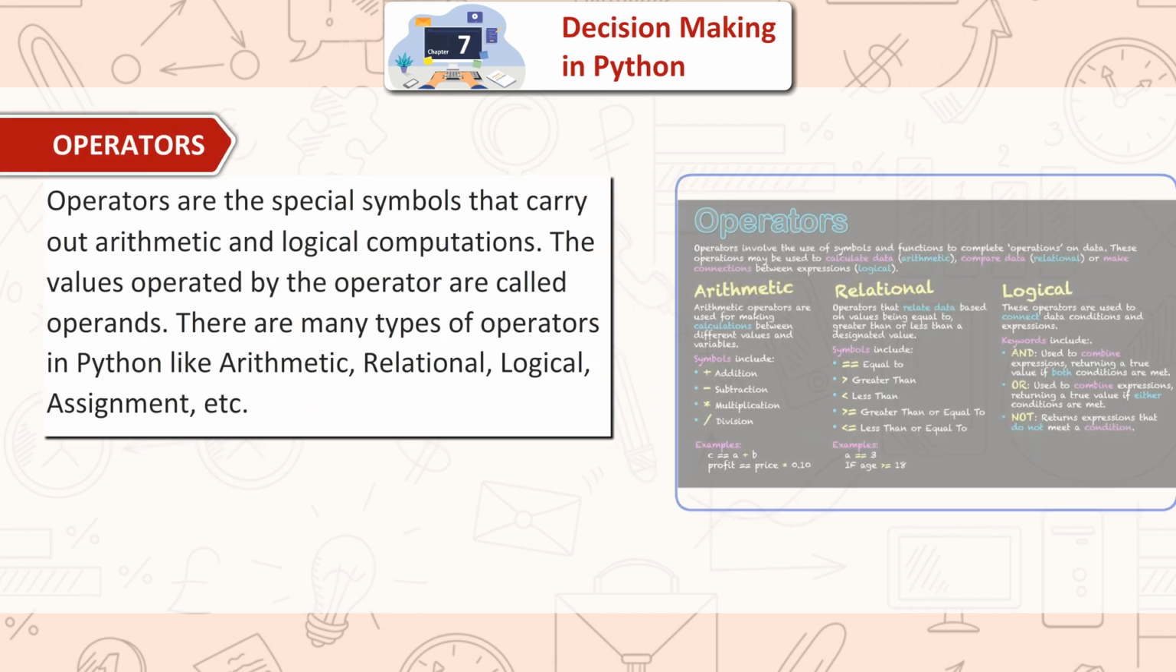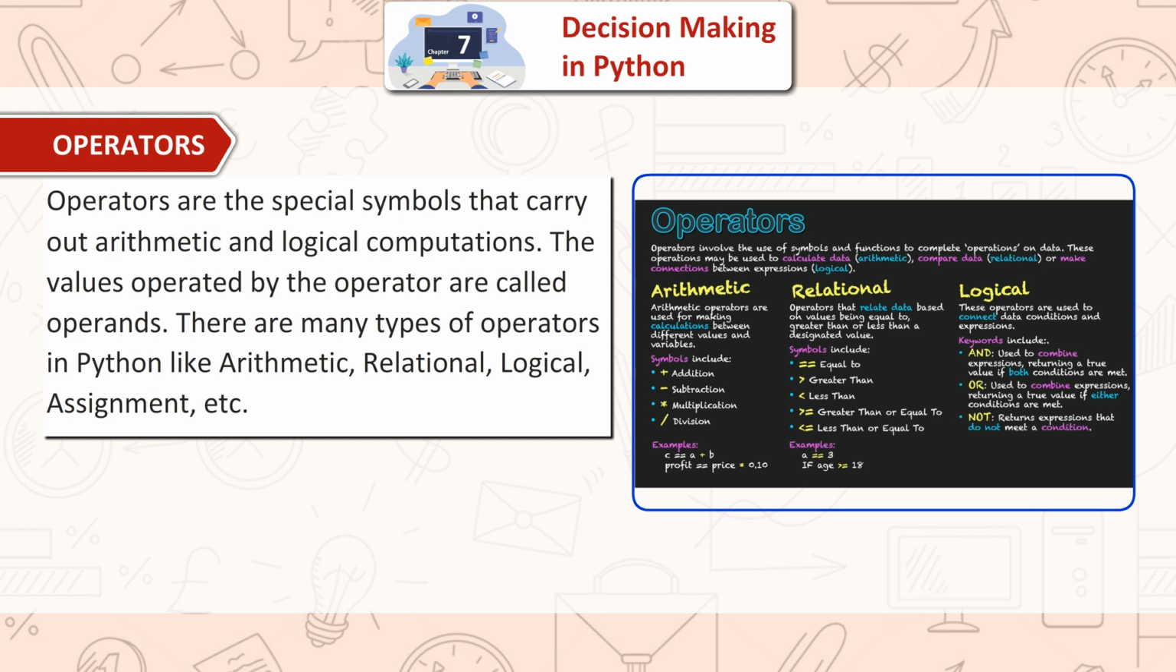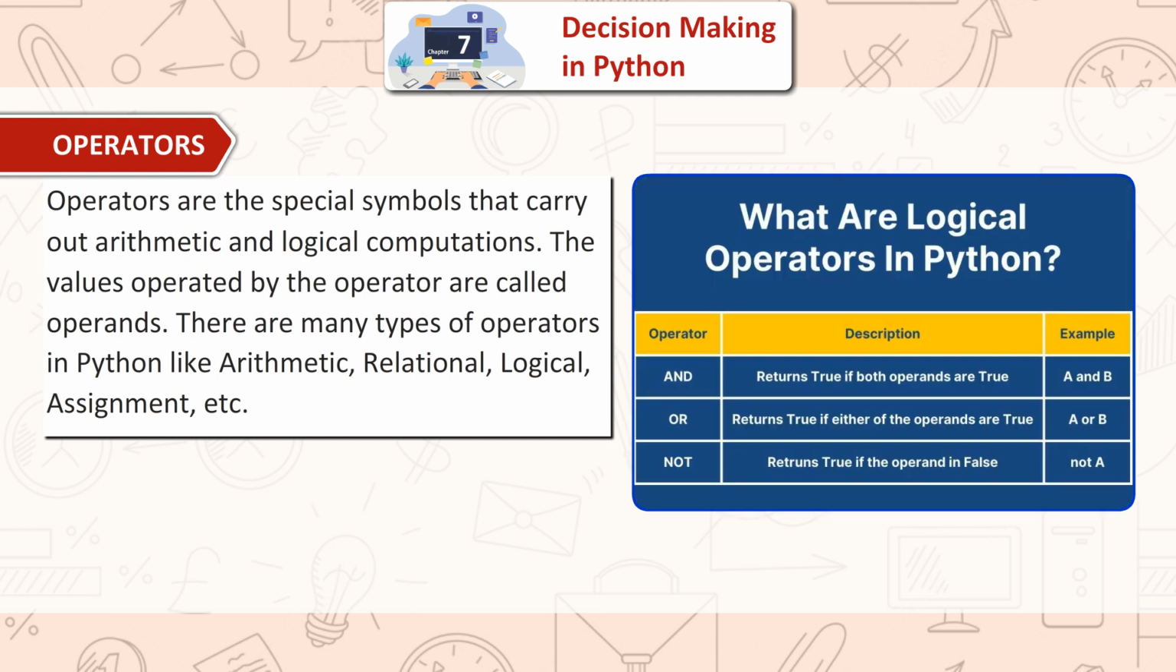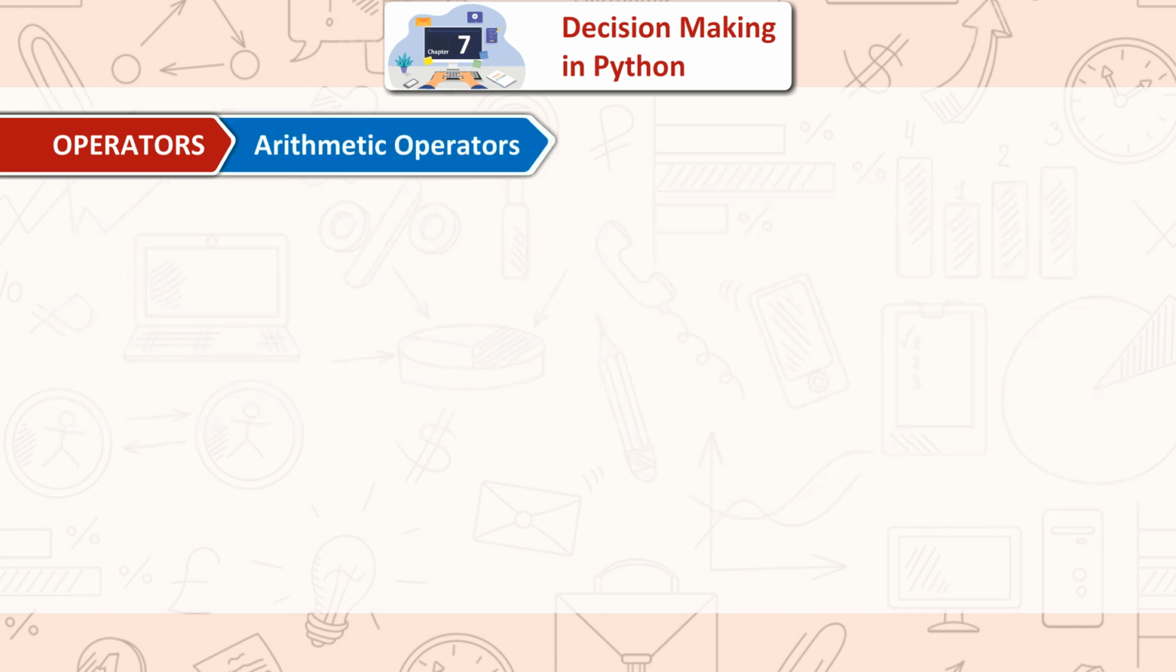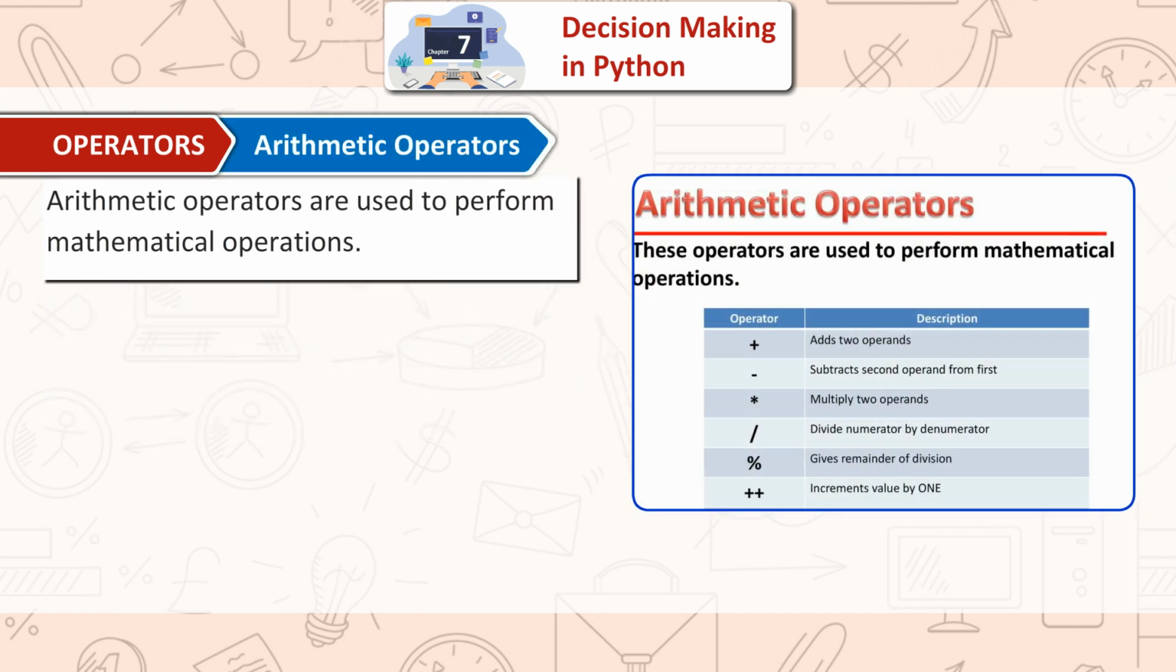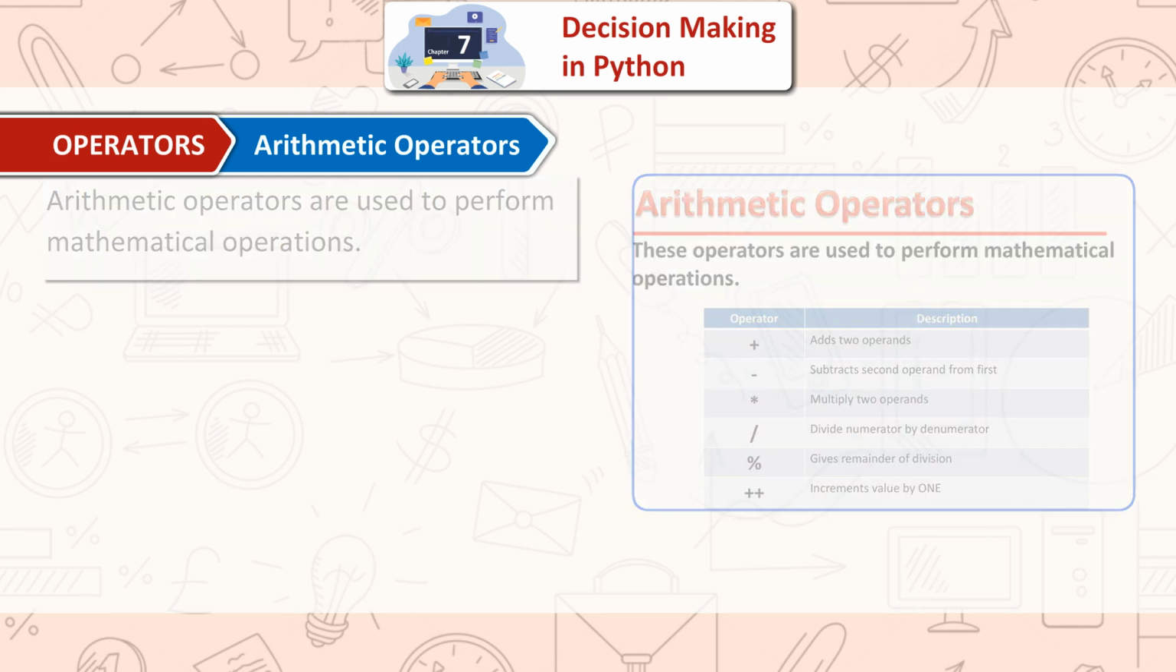Operators. Operators are the special symbols that carry out arithmetic and logical computations. The values operated by the operator are called operands. There are many types of operators in Python, like arithmetic, relational, logical, assignment, etc. Arithmetic operators. Arithmetic operators are used to perform mathematical operations.